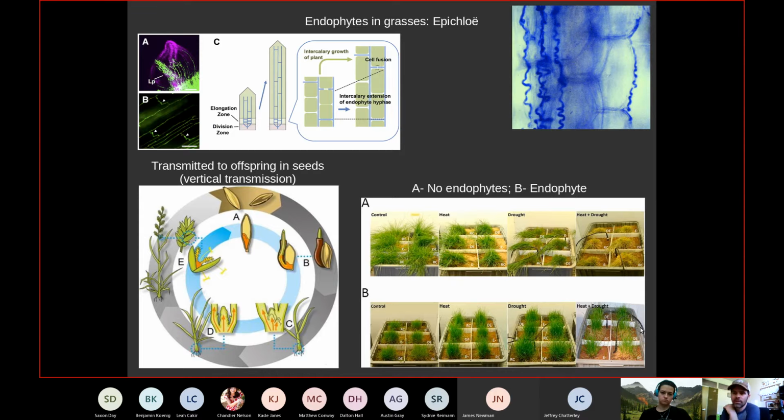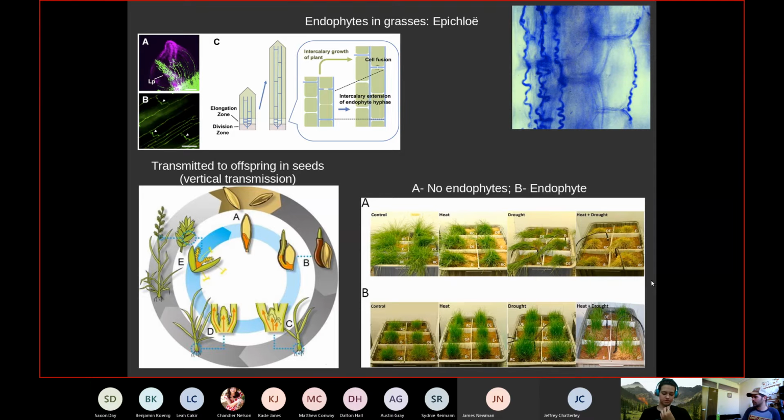So they take these seeds and they basically apply fungicides to make them sterile, like get rid of the Epicloae, and then grow the grass without and with the Epicloae, and then subjected it to stressors like heat, drought, and heat plus drought. What pattern do you see here between A and B?